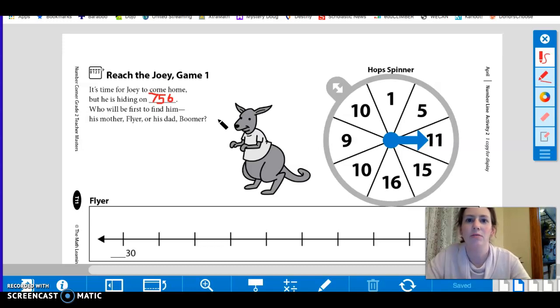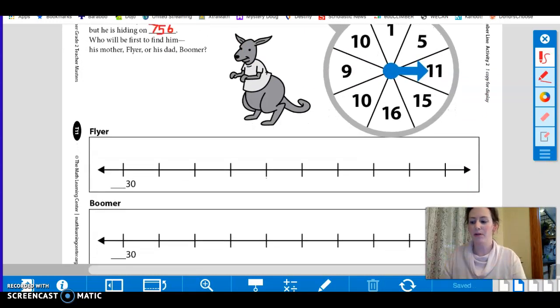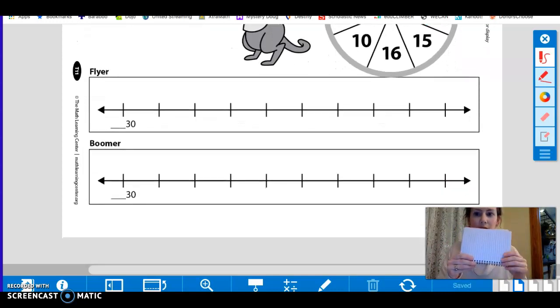So now what I need you to do with one of your pieces of paper and your writing utensil is, if you could, turn the paper so that it is sideways like this. And I need you to make two number lines like I have on the page in front of you. One for Flyer and one for Boomer. And you can even label it as Flyer and Boomer. And make sure that on each number line there are 10 little tick marks. Okay, just like you see here.